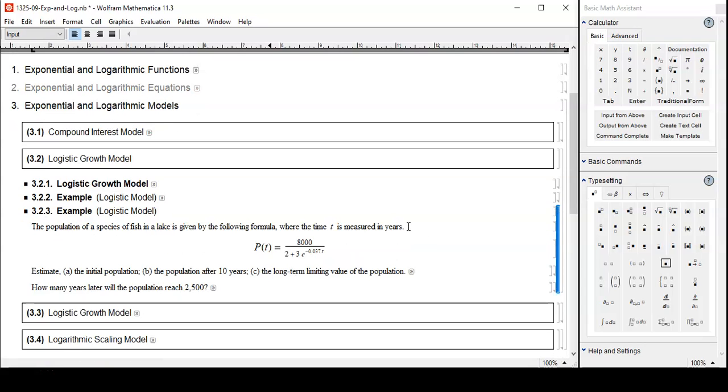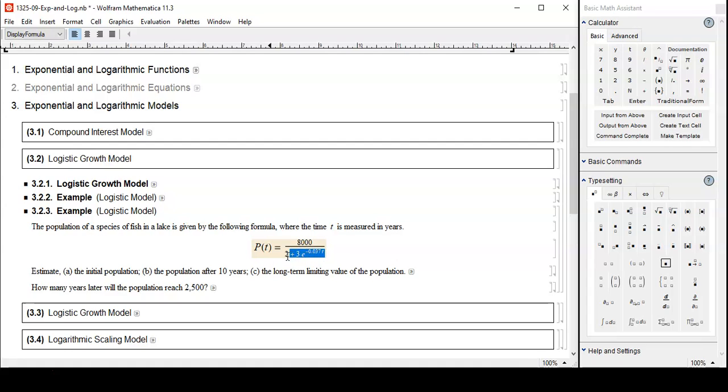A population of a species of fish in a lake is given by the following formula, where the time t is measured in years. Again, similar situation. And then estimate the initial population, plug in t equal to 0. Population after 10 years, so plug in t equal to 10. And a long-term limiting population, t is infinity, which means this is e to the negative infinity, so times 0. So these all drop out.